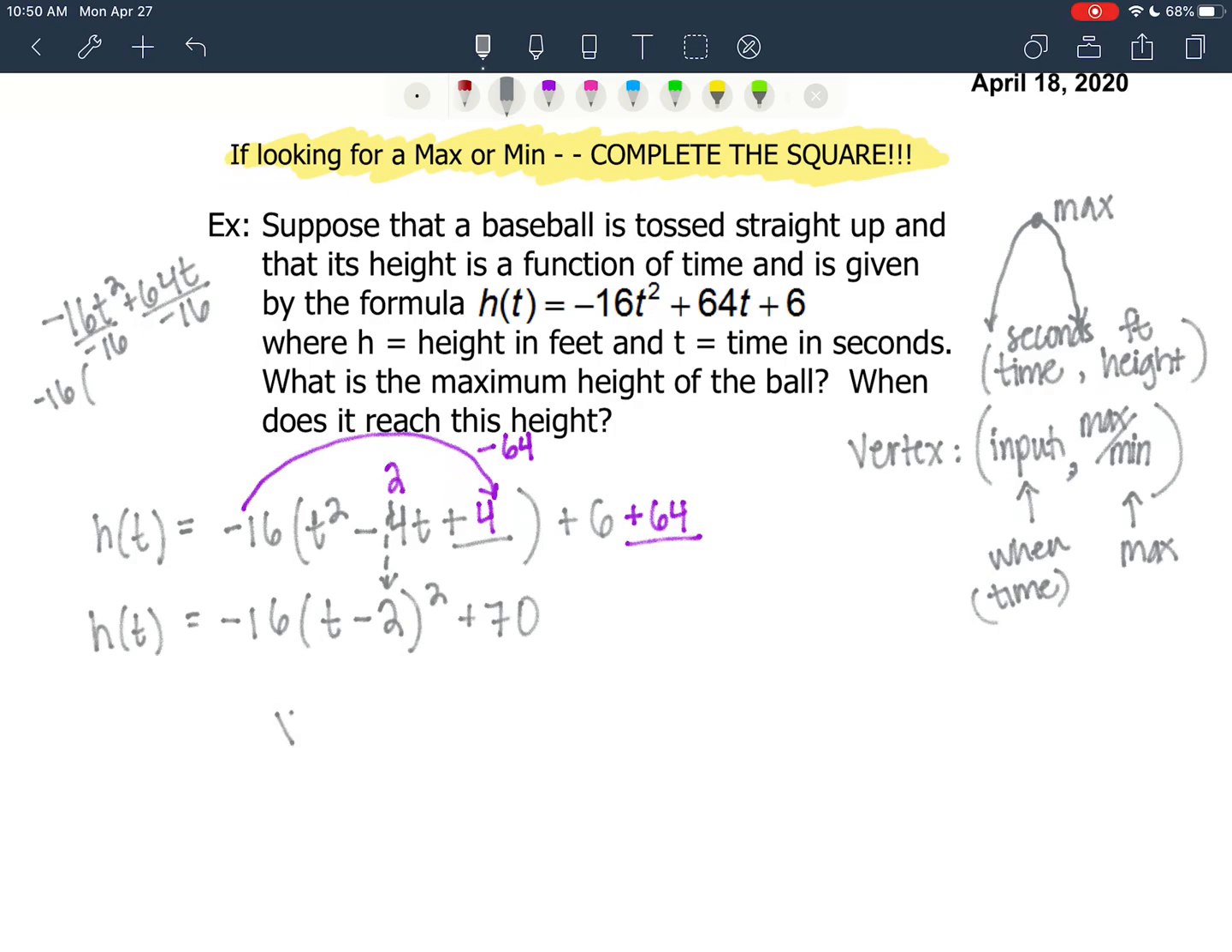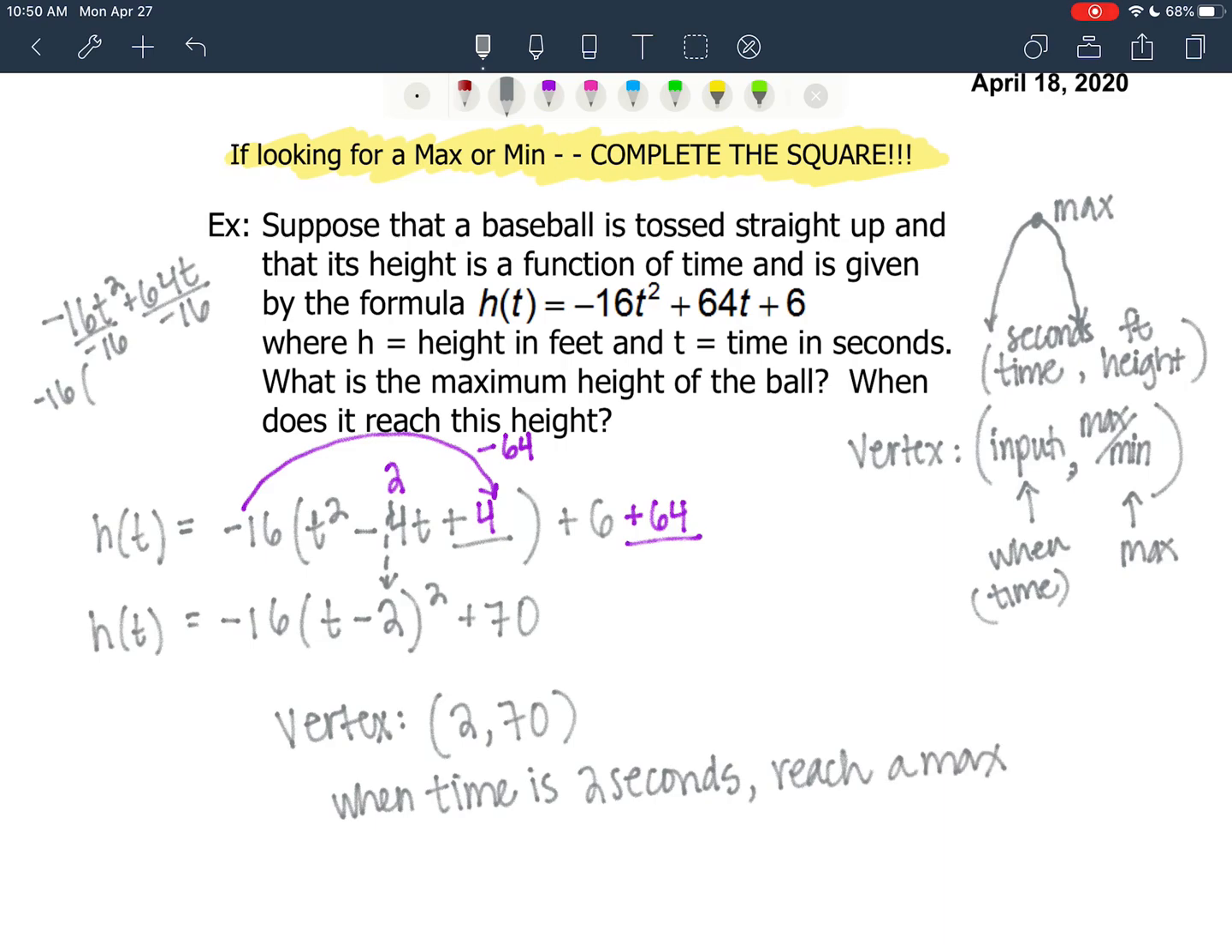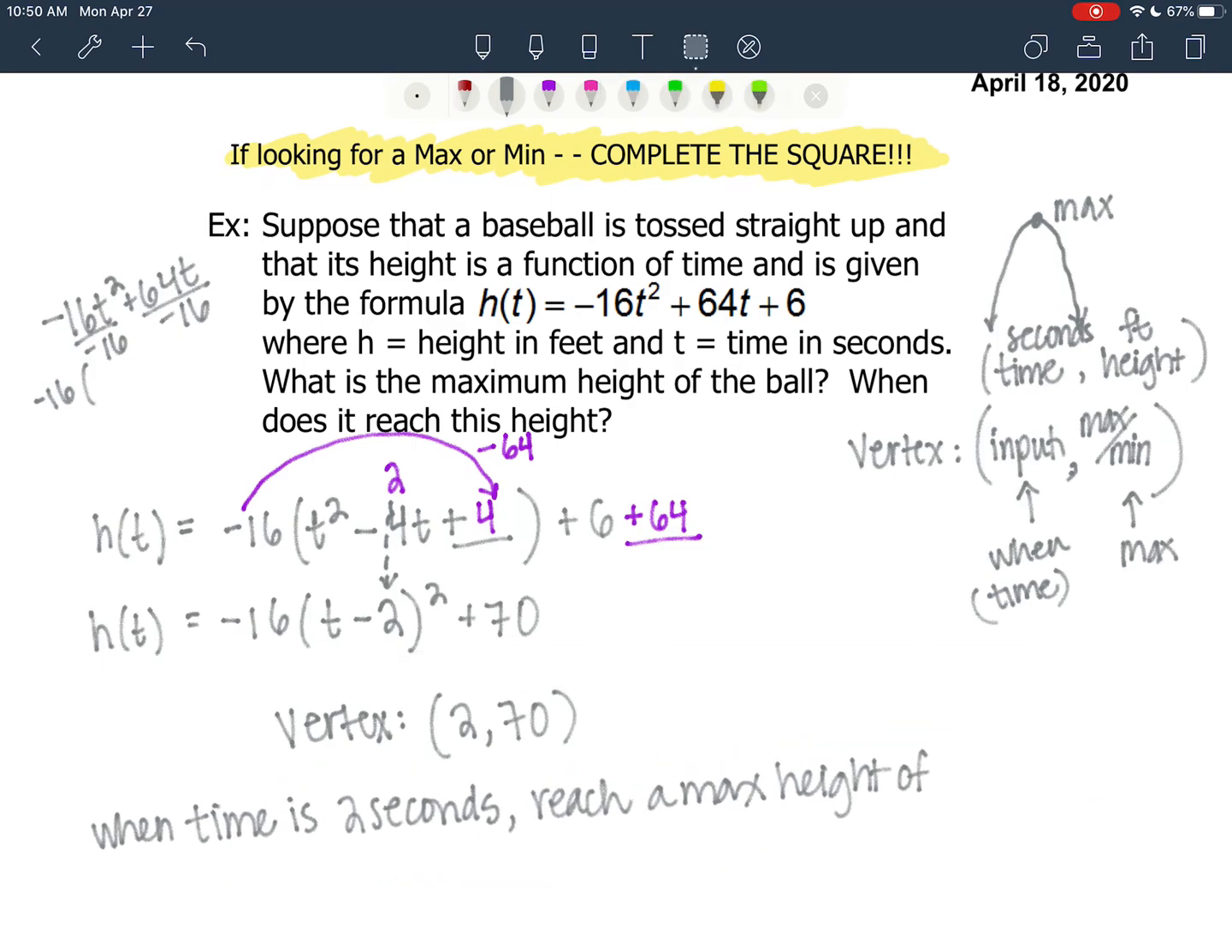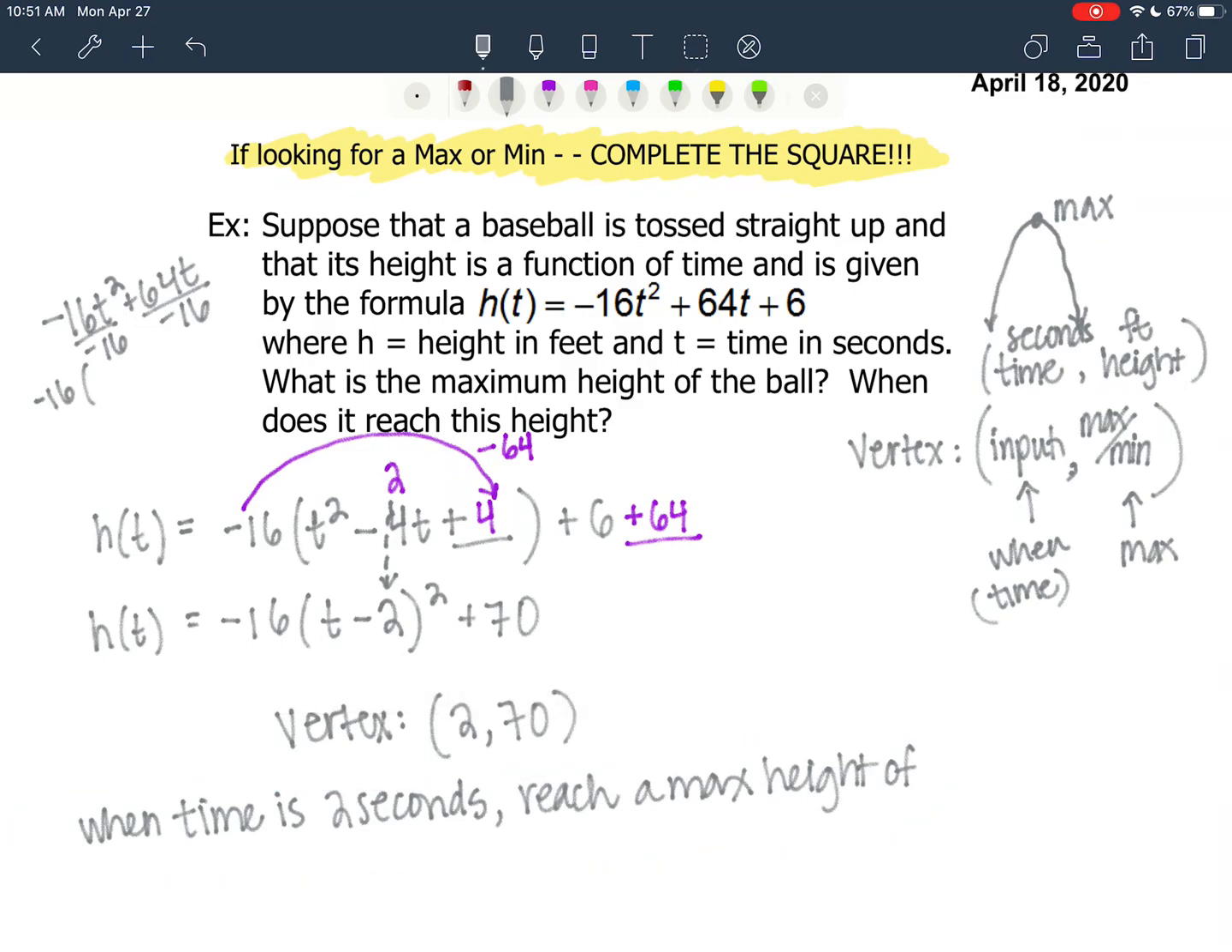So we have a vertex of (2, 70). That means that when time is 2 seconds, we reach a maximum, so a max height of 70 feet.